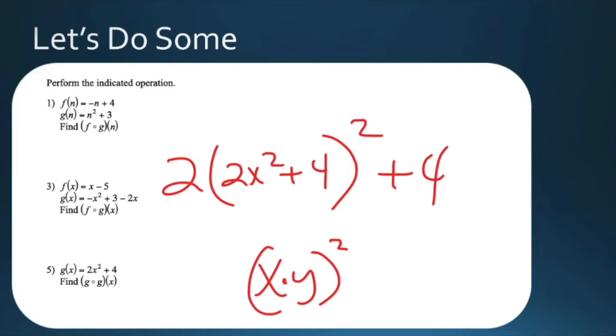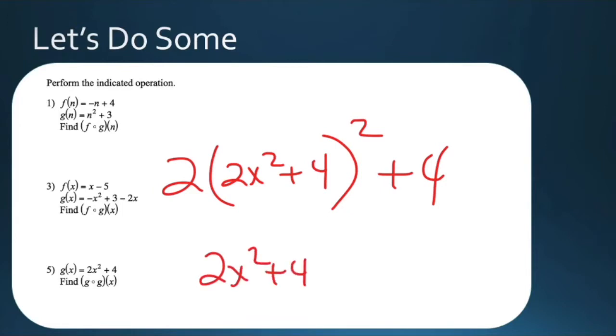Oh, so you can't. So you do the distribute first with the 2, not the squared? You do 4x to the third plus 8. What? We do 2x squared plus 4 times 2x squared plus 4.